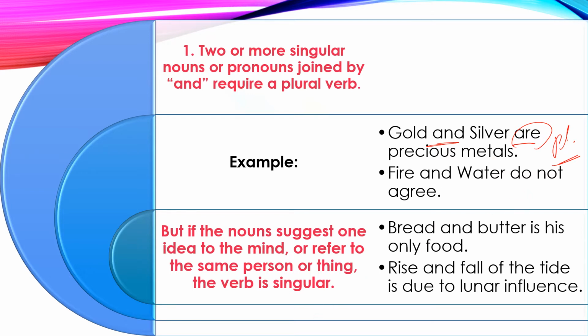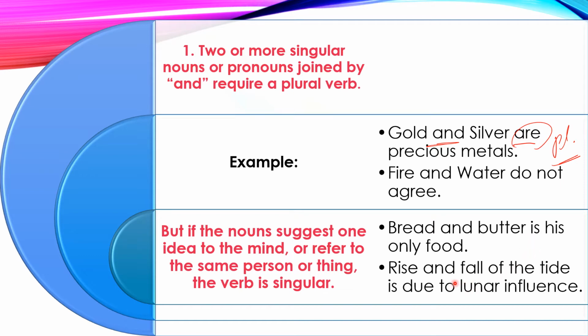Another thing is that if the nouns suggest one idea to the mind or refer to the same person or thing, the verb is singular. See, bread and butter is his only food. Here, bread and butter are two different nouns, and they are joined by and. But we are using the singular verb form is. Why is that? Because, as this rule says, if they suggest one idea to the mind, or refer to the same person or same thing, then we will use the singular verb form. Whenever we say bread and butter, a single thing comes to our mind. That's why we will use the singular verb form.